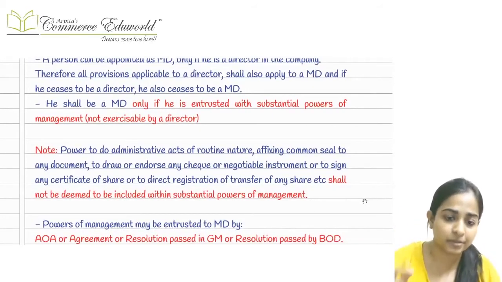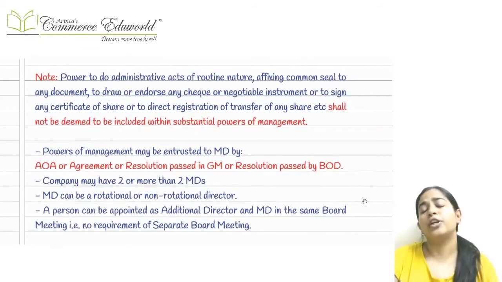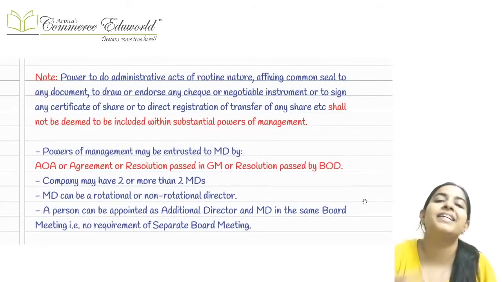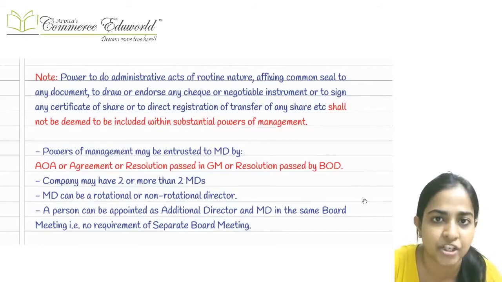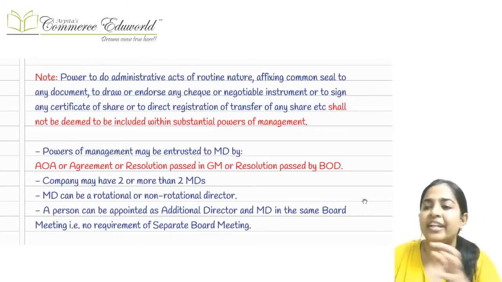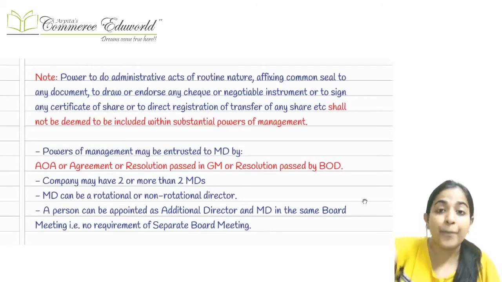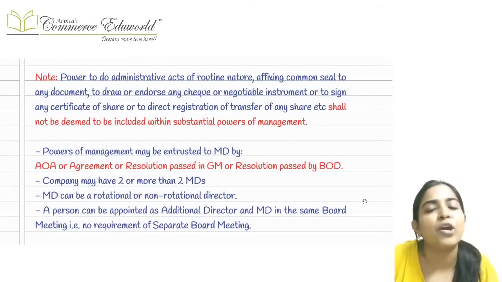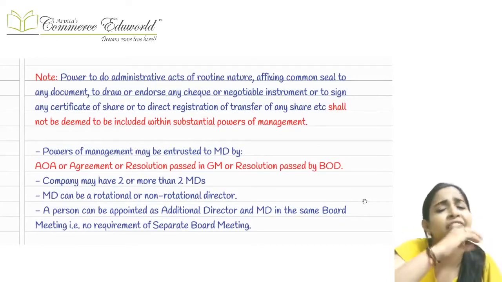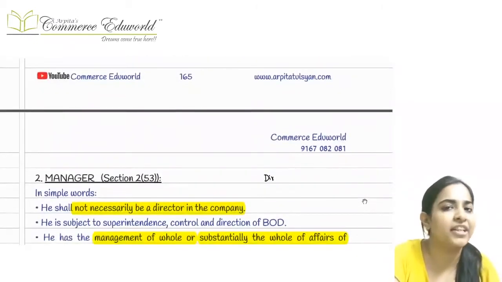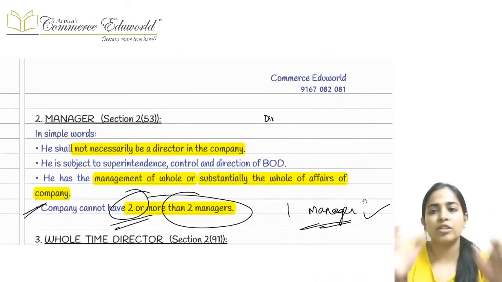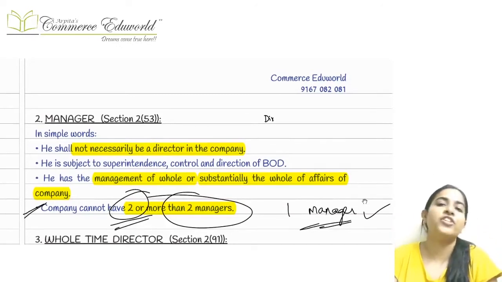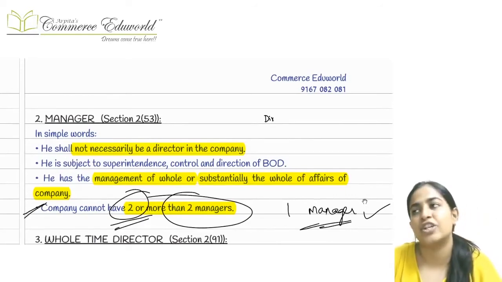Now this particular managing director, a particular person can be a managing director in maximum 2 companies. This we are going to study in the KMP section. And a particular company can have any number of managing directors. It can have 1, it can have 2, it can have more than 2 also. These were the most important pointers for the managing director. The second thing that comes up there is the definition of the term manager.